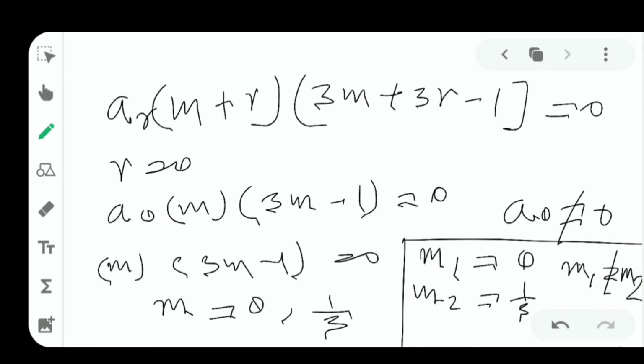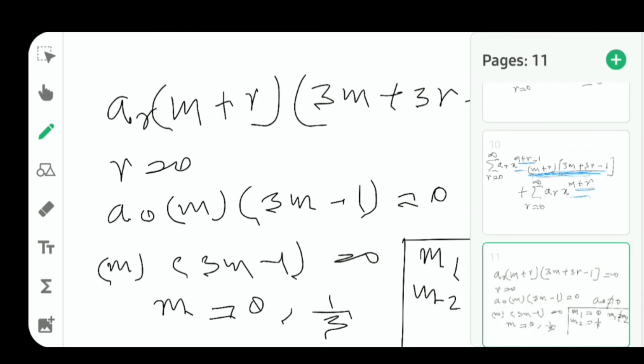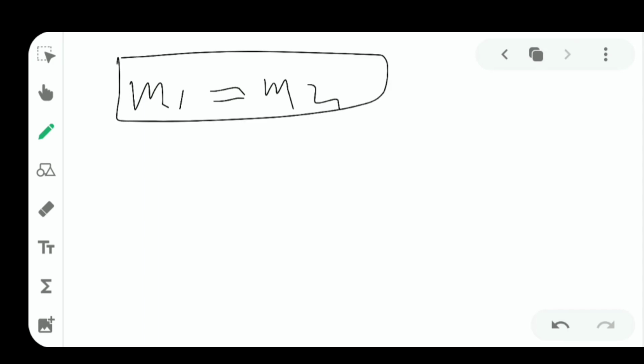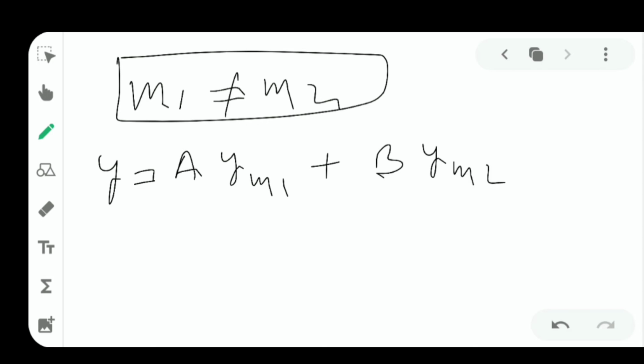It does not look like this type of solution. That is, I will write here: if m1 is equal to m2. The concept I want to tell is, if m1 is not equal to m2, then the solution will be y equals a y m1 plus b y m2. This is the case which we use in this question.